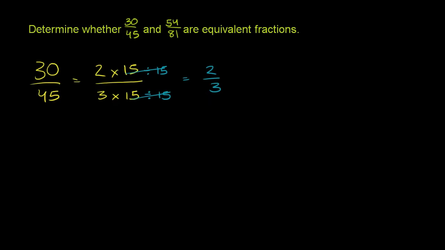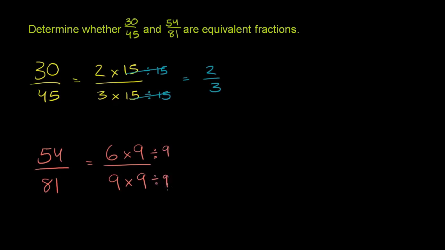Now let's think about 54 over 81. Let's see, nothing really jumps out at me. 9 is divisible into both of these. We could write 54 as being 6 times 9, and 81 is the same thing as 9 times 9. You can divide the numerator and the denominator by 9.